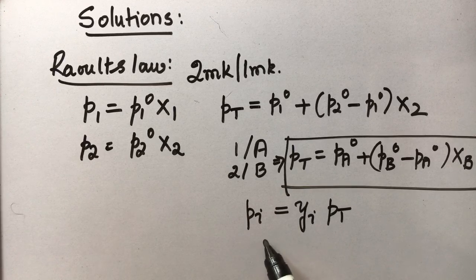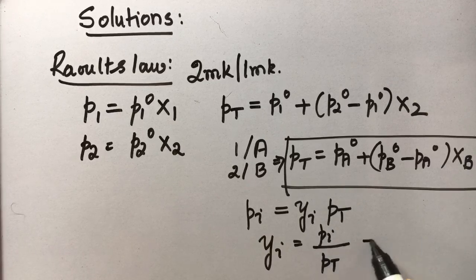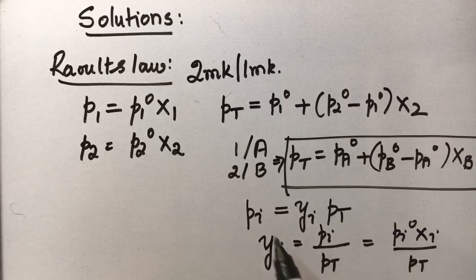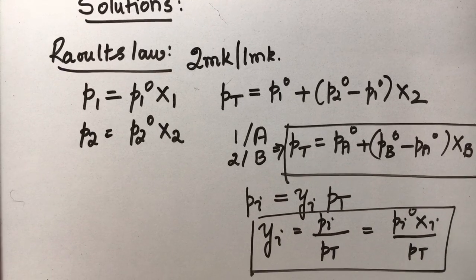Then we have also written it as Yi equal to Pi divided by P total, and applying Raoult's law we have written it as Pi naught into Xi divided by P total. Using these formulas we have also solved some problems based on it. After doing that, we have studied something about types of solutions.